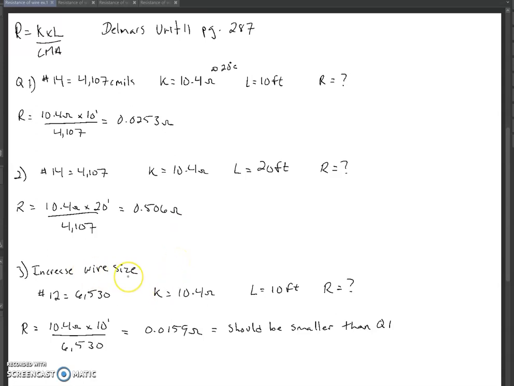And if we increase the wire size, it stands to reason, if we take the original 10 feet, we had a number 14 gauge wire, 10 feet, 10.4 ohms, and remember this is at 20 degrees Celsius relative to the Delmars. If we have 10.4 ohms, 10 feet, now the number 12 is good for 6,530. We apply that, and our resistance should be smaller than question 1. Those are the things you're looking for on a test or just doing questions.